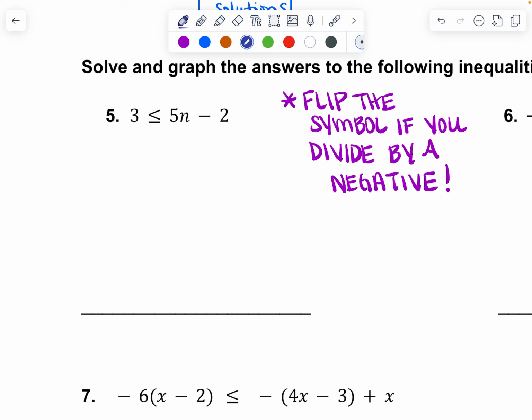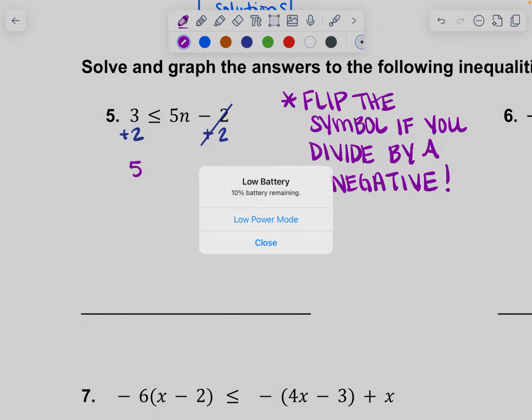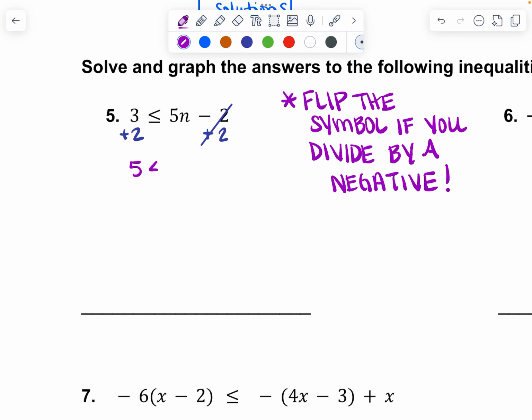On this one, it's just a normal 2-step algebra equation, right? So we're going to add the 2 to both sides. Those 2's are going to cancel. And then we are left with 5 is less than or equal to 5n. And then, of course, we're going to divide by 5. Those 5's cancel. And then n is greater than or equal to 1 is going to be our solution. Now we have to graph that.